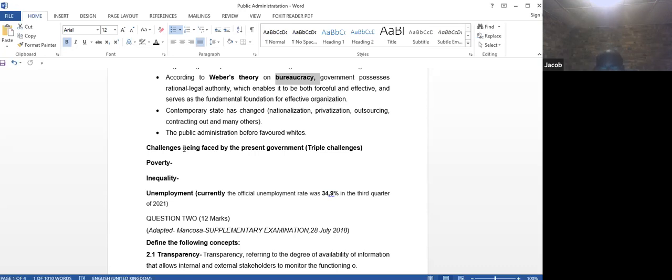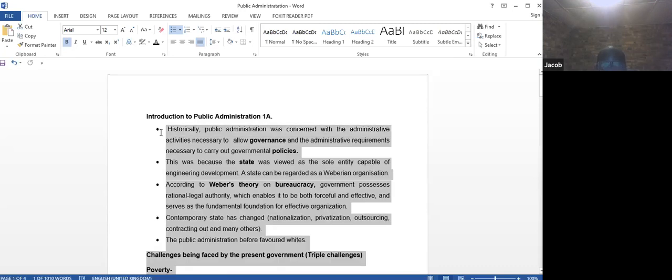But from this portion that I just discussed, I spoke about the word governance. I also mentioned the word policies historically, and I also mentioned the word state, Weber's theory, and bureaucracy. So these are some of the words that I think you also need to know when you are doing public administration A. I highlighted these words because I've seen some past exam papers where they asked the students to define what governance means, what policies means, what state means, Weber's theory, and bureaucracy.